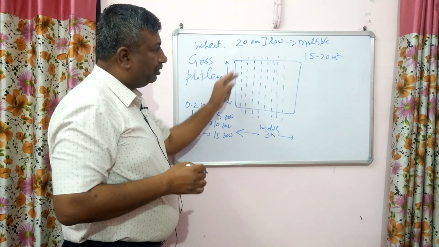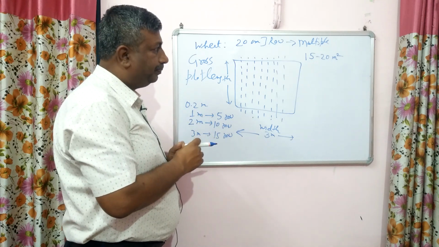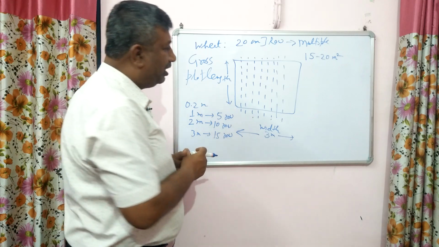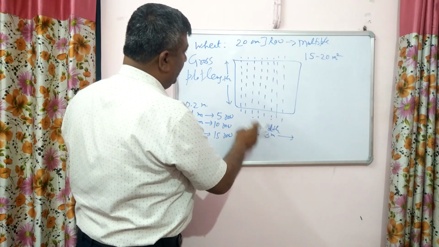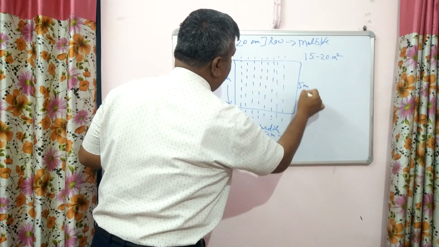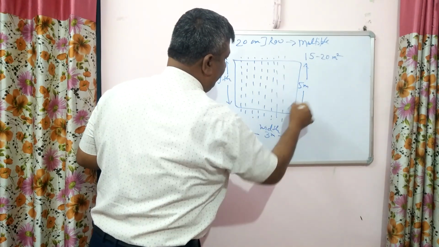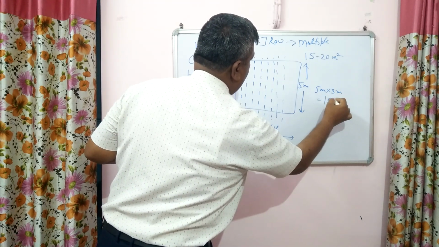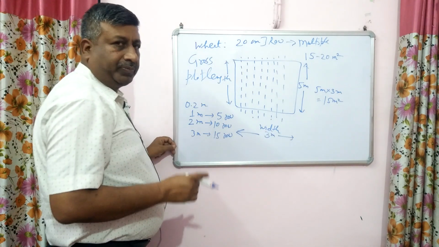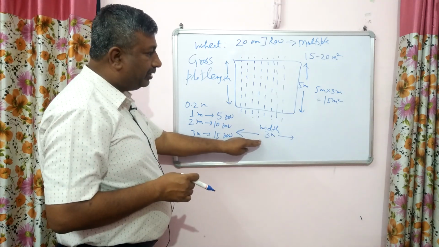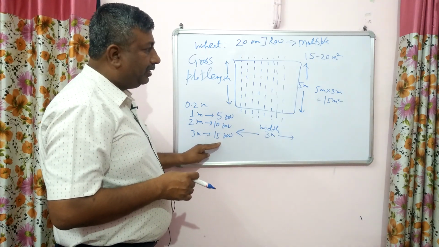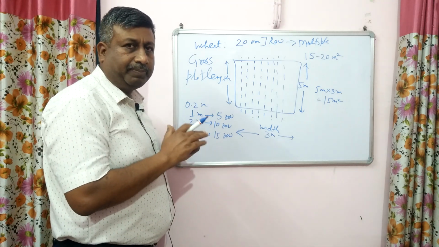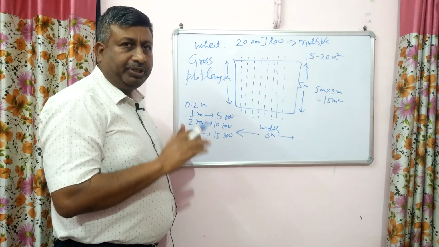So the gross plot is the total area where the crop is sown. In general it is 15 to 20 square meters. If the width is 3 meters and we keep a length of 5 meters, then the plot area is 5 meters into 3 meters, that is 15 square meters. It means a plot of 3 meter width where 15 rows will be accommodated, and a length of 5 meters is sufficient for experimental purposes in the case of wheat. So it is 15 square meters.